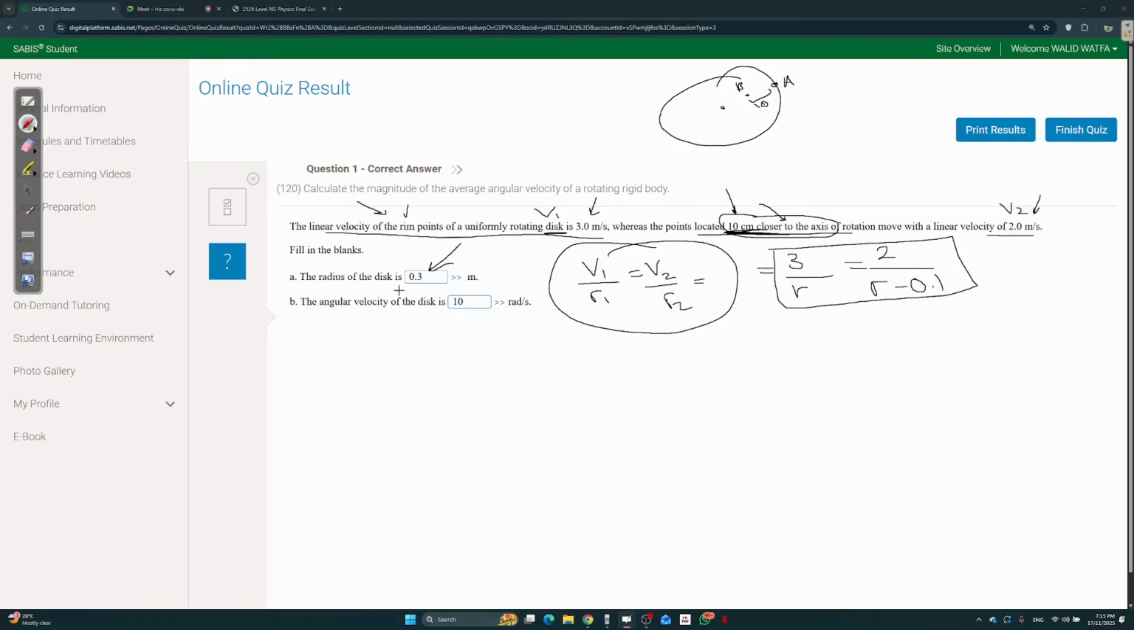Now part B, since you found the radius, can you find the angular velocity omega? Yes, we can. Omega is v over r. So it's going to be 3 over 0.3, which is 10.